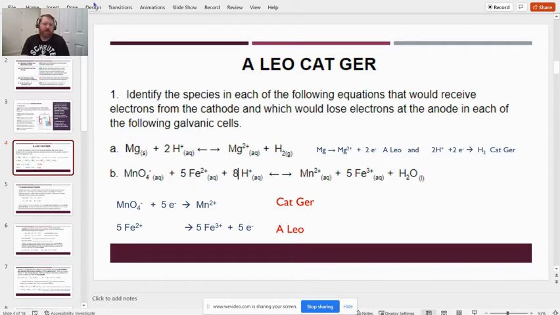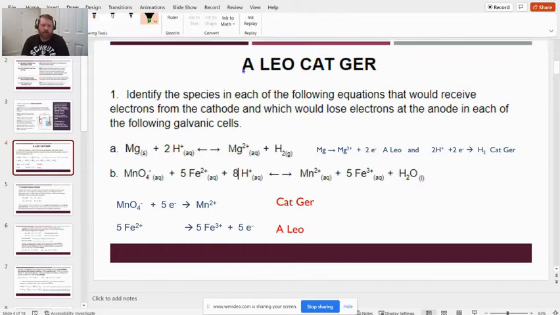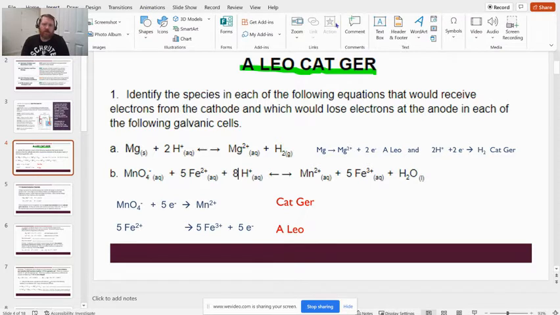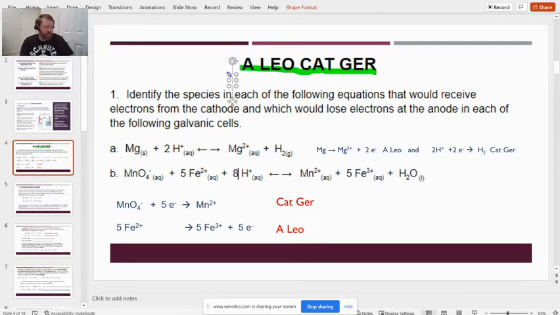So here we have a new phrase that we're going to use a great deal: LEO the lion says GER, and AN OIL RIG CAT. A stands for anode. LEO is the same thing we already know, lose electrons oxidation. That's anode, lose electrons oxidation. Cathode, gain electrons reduction. So that is anode and cathode. I'll type those in right underneath the words. Anode and cathode. If you've ever looked at a battery, which I'm sure you have, the anode is the negative and the cathode is the positive.